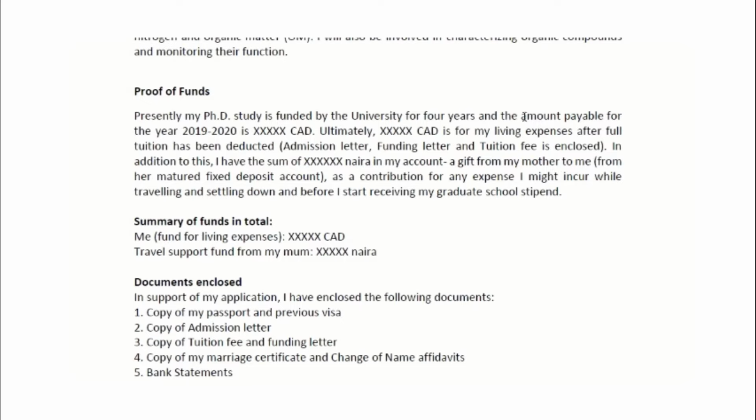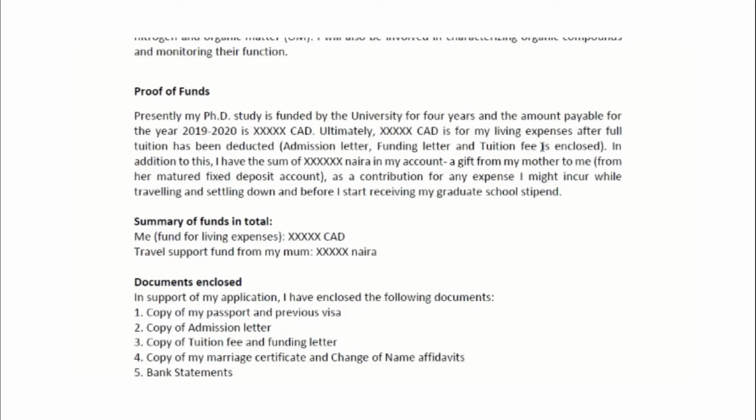So this is where you talk about it. Make sure you distinctly show the amount that you have for your tuition and enclose your tuition fee. If you go on your website, you can get it online, or you can ask anybody in your department, send them an email that you need the tuition fee schedule. It will show how much you are to pay for the first year. So that's if it's not even your admission letter.